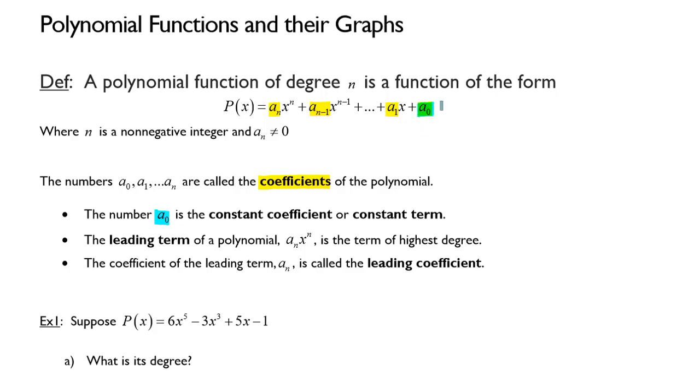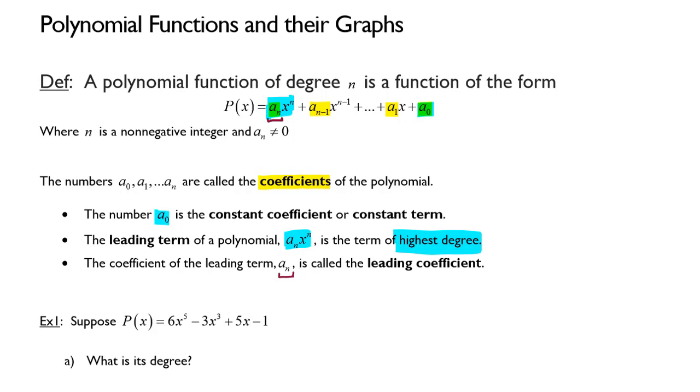The leading term of a polynomial, a sub n x to the n, is the term with the highest degree. The coefficient of the leading term, a sub n, is called the leading coefficient. So it's only the number in front of the term and it's not the entire term.